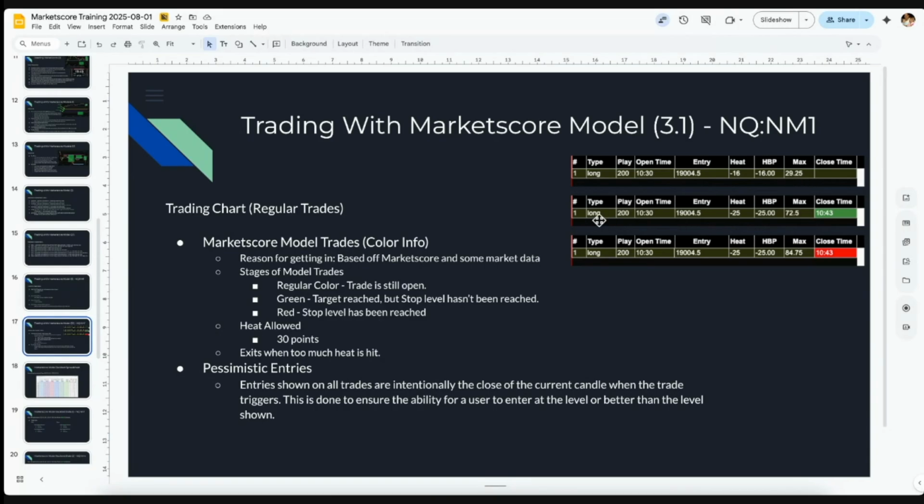Now, when a trade gets in and it's green, that means that it has not, and it's kind of hard to explain, but essentially the way that I've written the models is that there is an amount of heat it will take before it will allow it to get into another trade, if that is what it is set up as. So let's say you have a 30 trade, so 30 points of stop loss, 30 points of heat. It will allow the trade to get in, and if it gets 30 points of heat, it will immediately get out of the trade, and it would turn red.